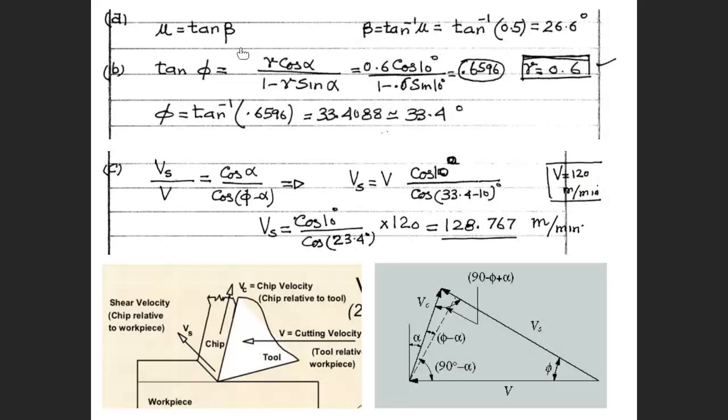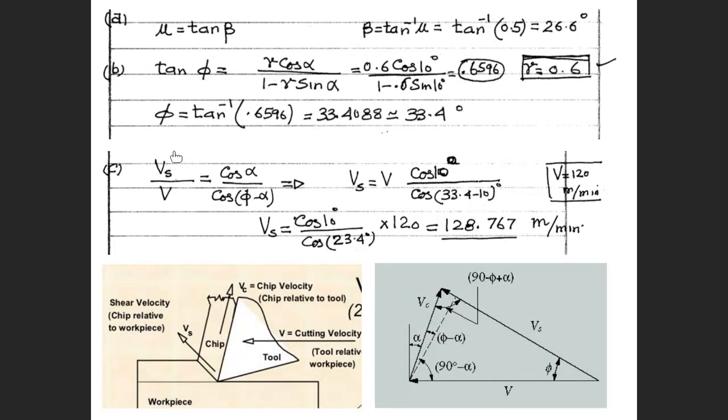Let's see the solution one by one, as I told you. First, mu is given, we need beta. Mu equal to tan beta, meaning beta equal to tan minus 1 of mu. Then mu is given, so you get beta. Tan phi equal to r cosine alpha divided by 1 minus r sine alpha. R and alpha are given, then phi can be obtained.